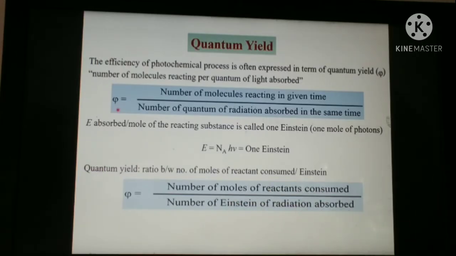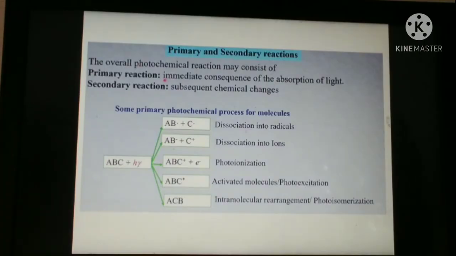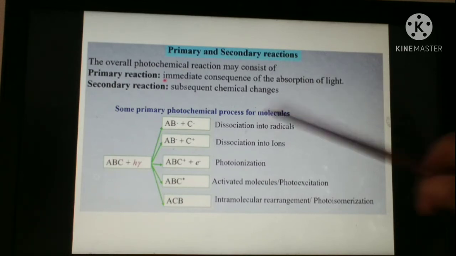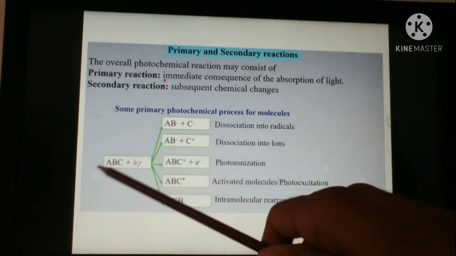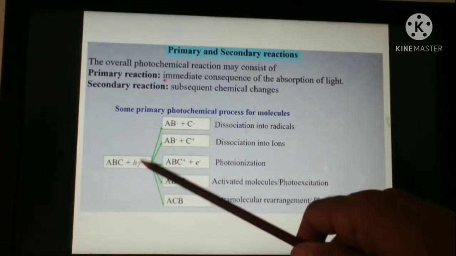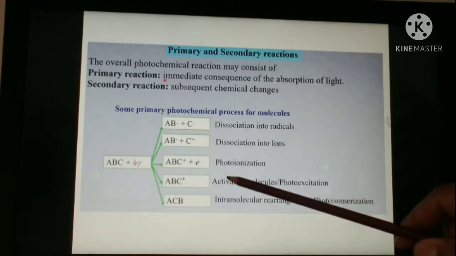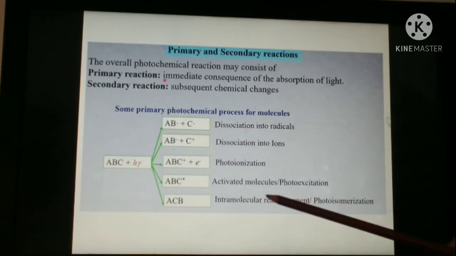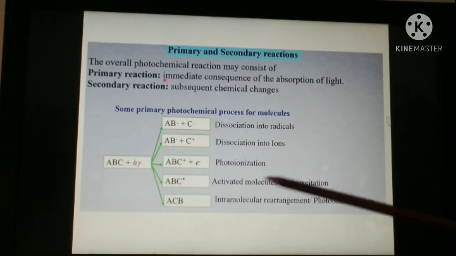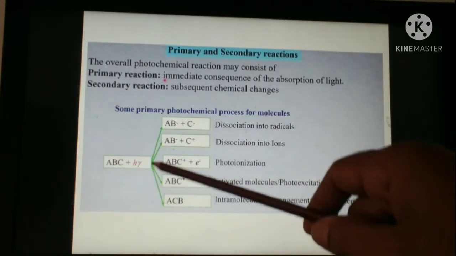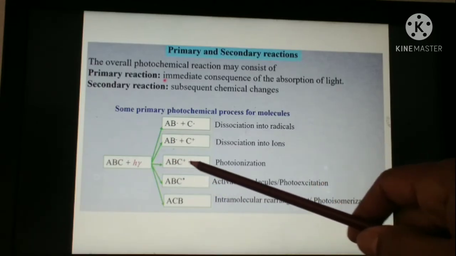of the radiations absorbed. So these are the primary and secondary reactions. The overall photochemical reaction may consist of primary reaction, the immediate consequences of the absorption of light, and secondary reaction, the subsequent chemical changes. So this is ABC, a material. When light falls on this material, you can see it forms an activated molecule, an activated complex, which is also called photoexcitation. And this molecule after absorbing light can be converted into a cation, and an electron is emitted.